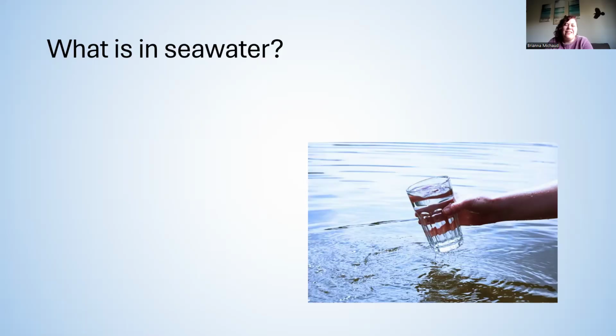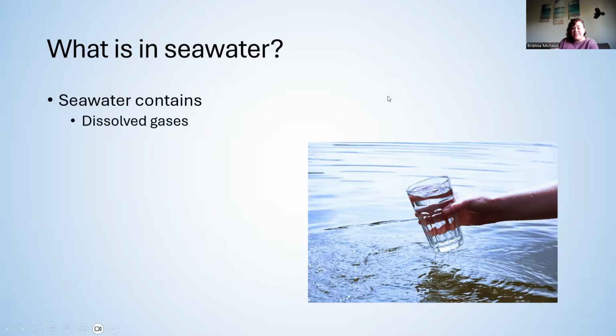All right, so what is in seawater? There's a lot of different stuff in seawater, depending on the seawater you grab. So, what is some of the stuff we find in seawater? Dissolved gases. Just like there are gases in the atmosphere, there are also gases in the water. The gases will dissolve into the water. So, things like oxygen, carbon, and nitrogen gas are also found in water.